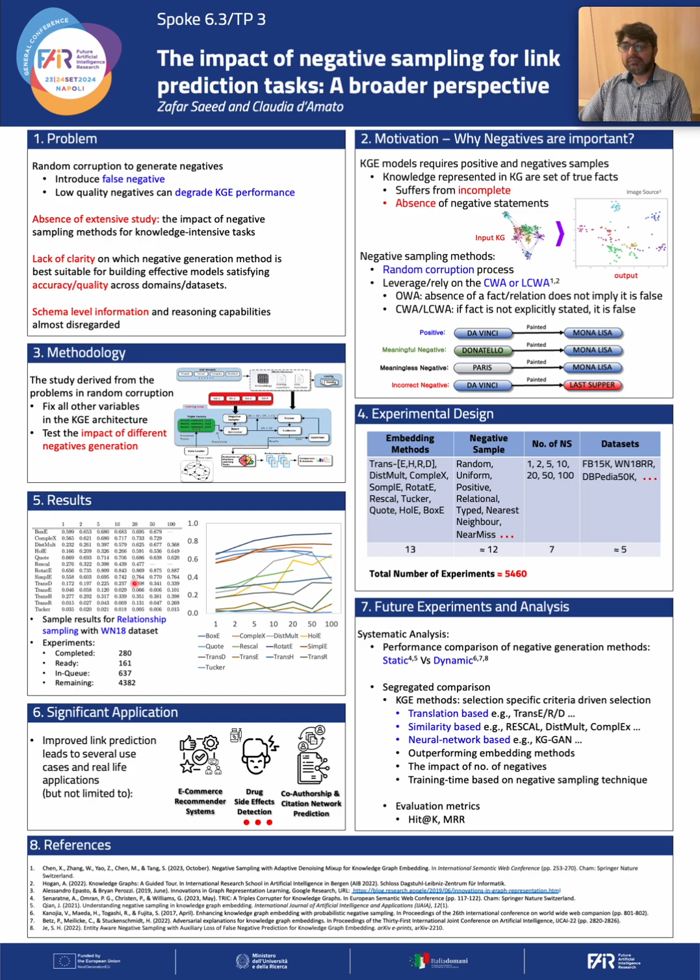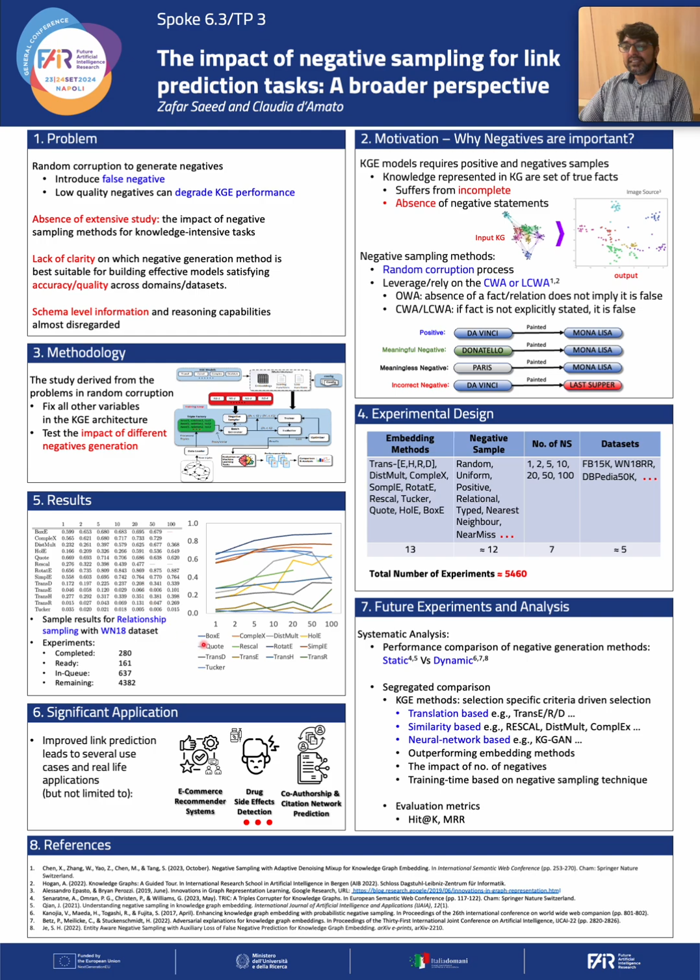These are just the sample results we collected against relational sampling. There are a number of negative sampling techniques, as I have mentioned in this table, out of which these results are against the relational sampling with WordNet 18 datasets. So this table reflects their comparison, and also adjacent to this there's a line chart for visual comparisons. So we still have a long way to go, with over 4,000 experiments yet to be conducted.